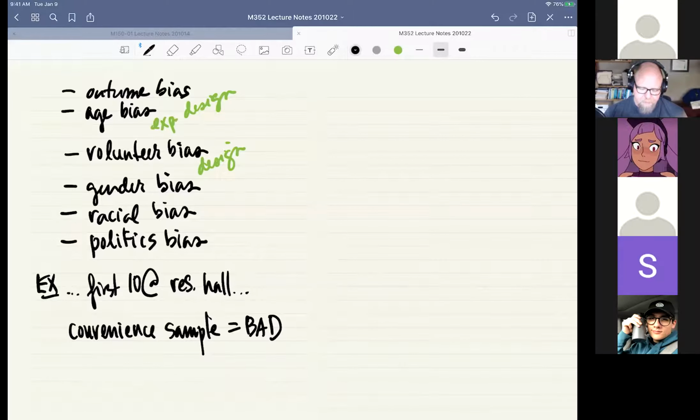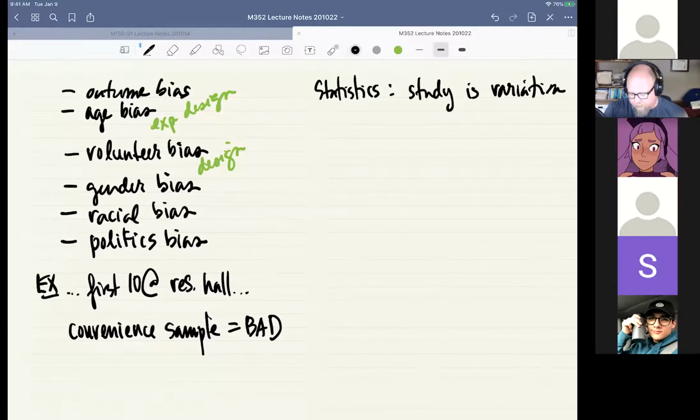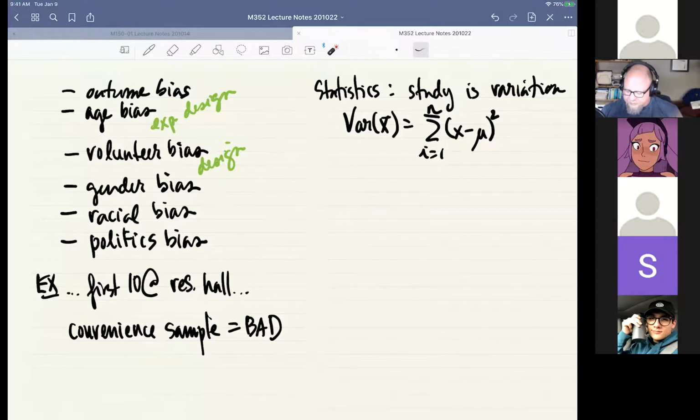Yeah. So in statistics, one of the things that we study is variation. Okay, how data changes. I mean, even this idea of a variance that we talked about. The variance is defined to be the sum of the differences between a value in our data set and the mean, right? So this is called the variance. And I guess we can put this here too.